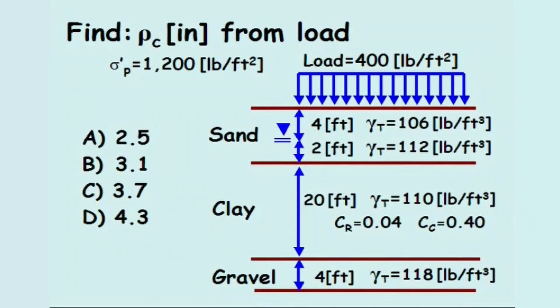Find the settlement from consolidation in inches from a load. In this problem, a load of 400 pounds per square feet is applied to a soil profile consisting of 6 feet of sand, 20 feet of clay, and 4 feet of gravel.